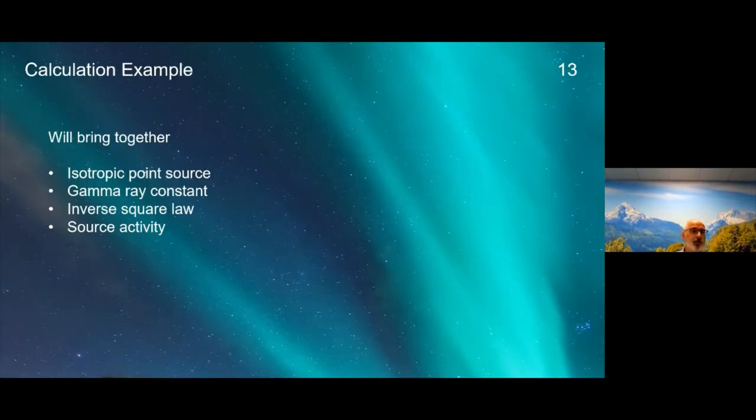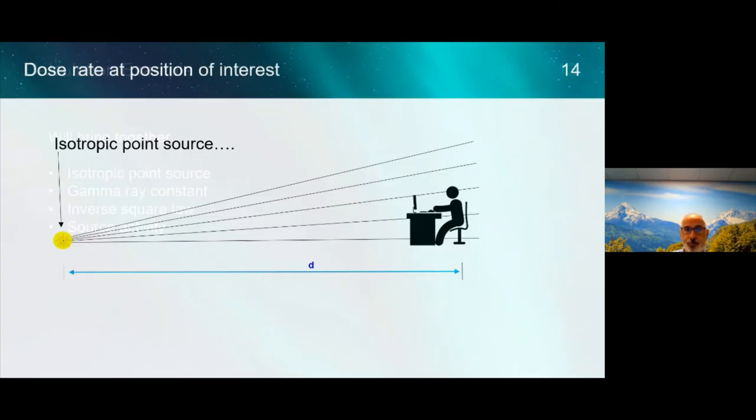So we'll have a look at a first calculation, and in that calculation we'll bring together this concept of an isotropic point source. We'll use a gamma ray constant, we'll use the inverse square law, and obviously the source activity. So there's our little diagram. The position of interest, you can probably all figure it, is the person sat at the desk who really probably doesn't want to be exposed to radiation from anybody's radioactive source.